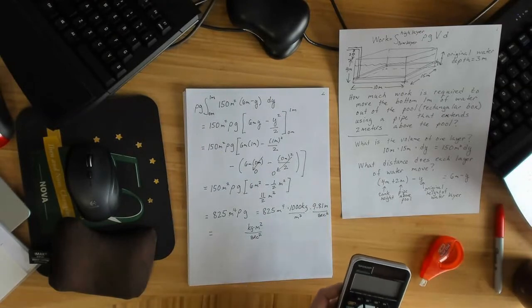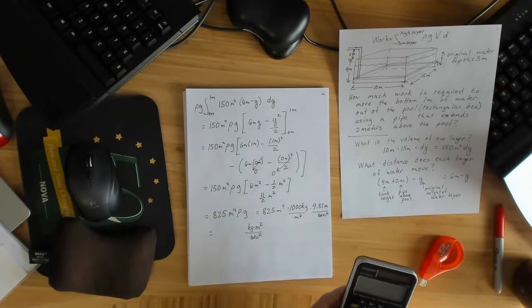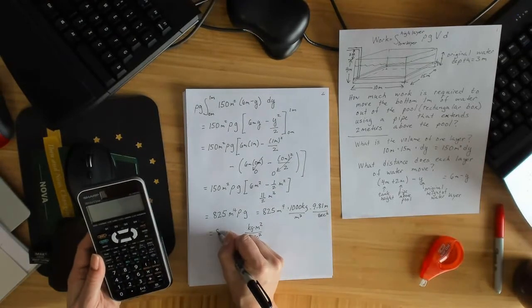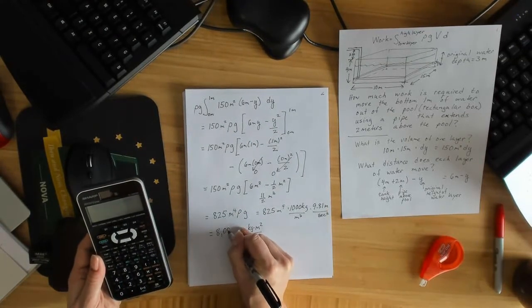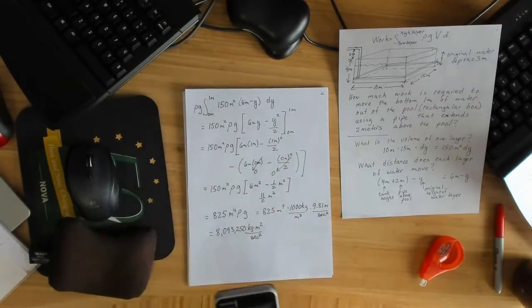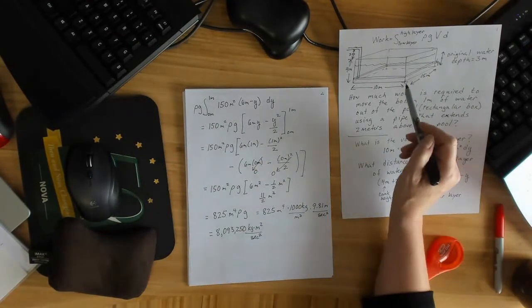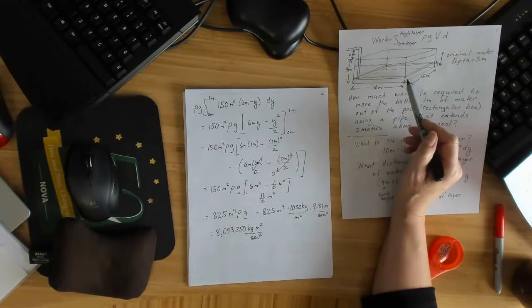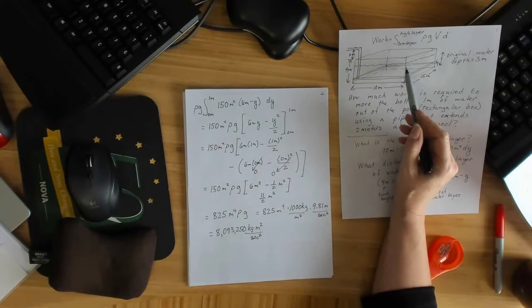If you take 825 and you multiply by 9.81 and then by 1,000, you should come up with 8,093,250 joules. And that's how you would compute the work required to move the bottom 1 meter of water out of the tank. Now, if I wanted to move the top 1 meter of water out of the tank, it should take less work because the top meter of water has less far to go.